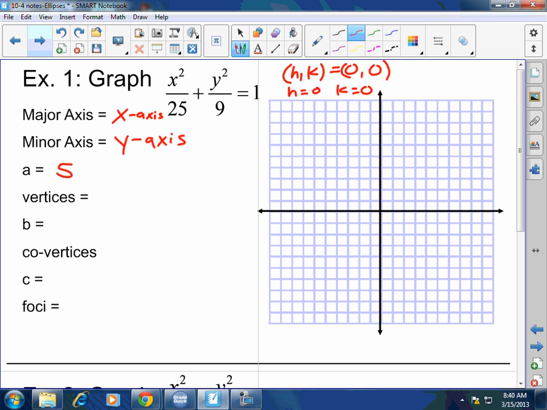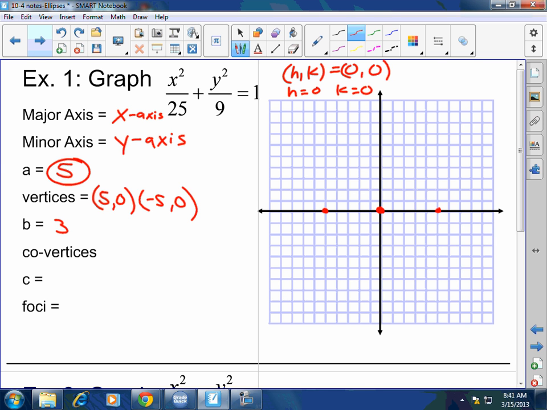Bear with me. If b squared is 9, what's the value of b? 3. Okay. Ready to really be happy? What's the center? Isn't my major axis on the x-axis or parallel to it? So from the center, I'm going to go 5 to the right, 1, 2, 3, 4, 5, and 5 to the left, 1, 2, 3, 4, 5. Guess what? Those are my vertices: 5, 0 and negative 5, 0.